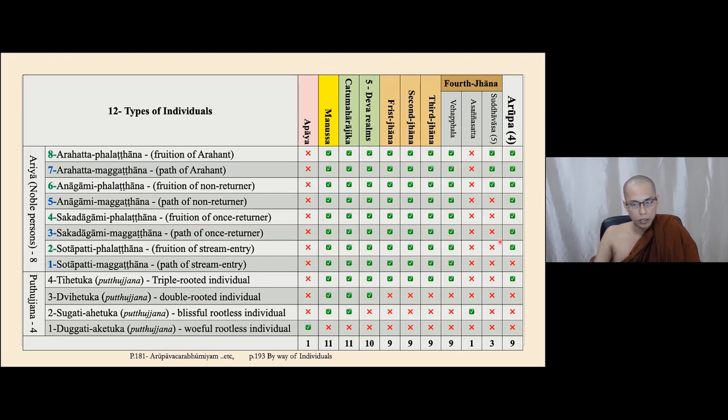And also the Arupa realms, the absent one comes here. This must be 8. Okay, this must be 8. I couldn't make the correction here, because the first path individual or stream-enterer is absent here. That is why there are only 8 individuals in the Arupa realm.